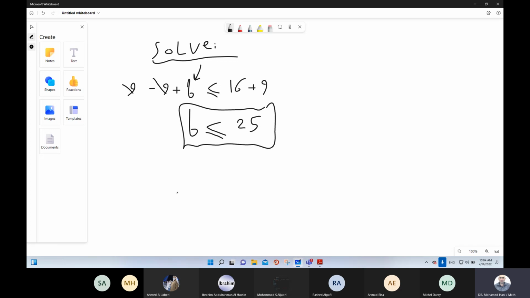Write the set builder notation: open brackets like this, then choose the variable b, then use this sign, which means such that, b less than or equal to 25, then close the set. Okay, Michelle?